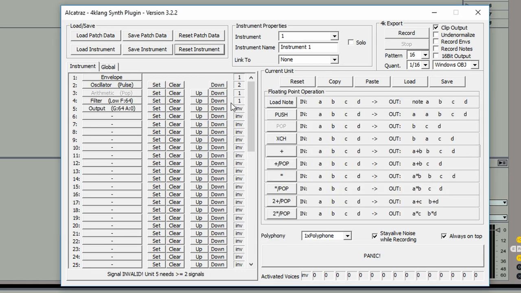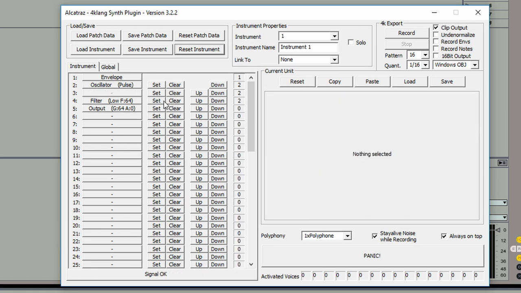Pop? Still leaves us with a value of 1. So, what if we just pop with the signal of 2? Then it's invalid. Unit 3 needs 4 signals. What if we just got rid of the arithmetic altogether and just tried? Yeah, then the sound actually works.